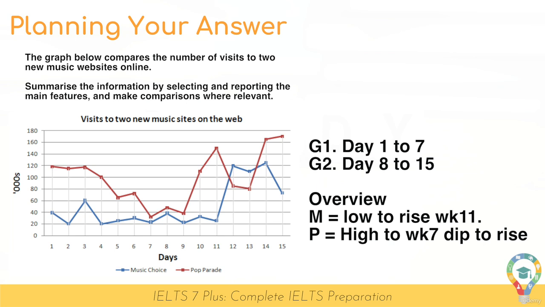Pop Parade starts quite high and dips around week 7, where it then rises again and then finishes at a high level. This quick plan will ultimately save you time by organising your ideas and giving you some extra structure for when you begin writing your answer.